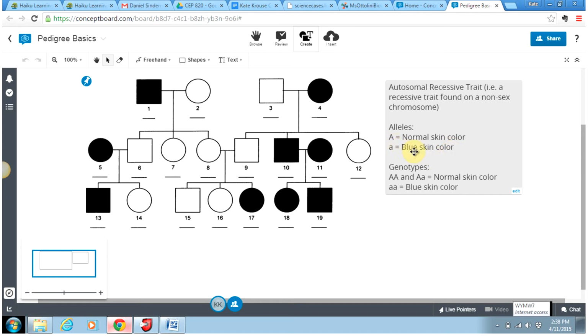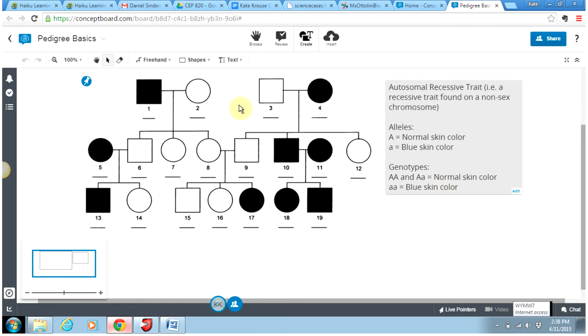So big A is going to represent normal skin color because it's dominant, and little a is going to represent blue skin color. Therefore, the possible genotypes or combinations of these alleles would be big A, big A, big A, little a, and little a, little a. Both big A, big A and big A, little a are going to code for normal skin color, whereas little a, little a is going to code for blue skin color.